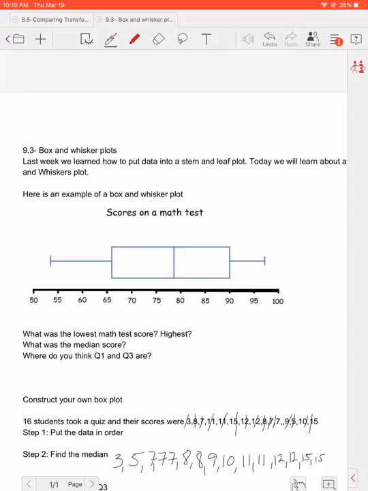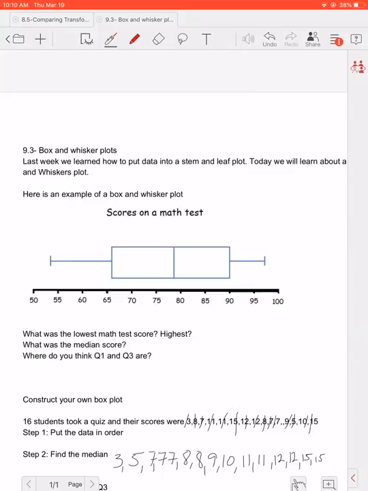We are on 9.3 and we are talking about box and whisker plots. Yesterday we talked about putting data into a stem and leaf plot, which can be helpful to look at that data depending on how you want to see it. Today we're going to look at box and whisker plots, which is another way to plot data. And again, just a different way to look at the data. Here's an example of a box and whisker plot, which you probably saw in 6th grade.